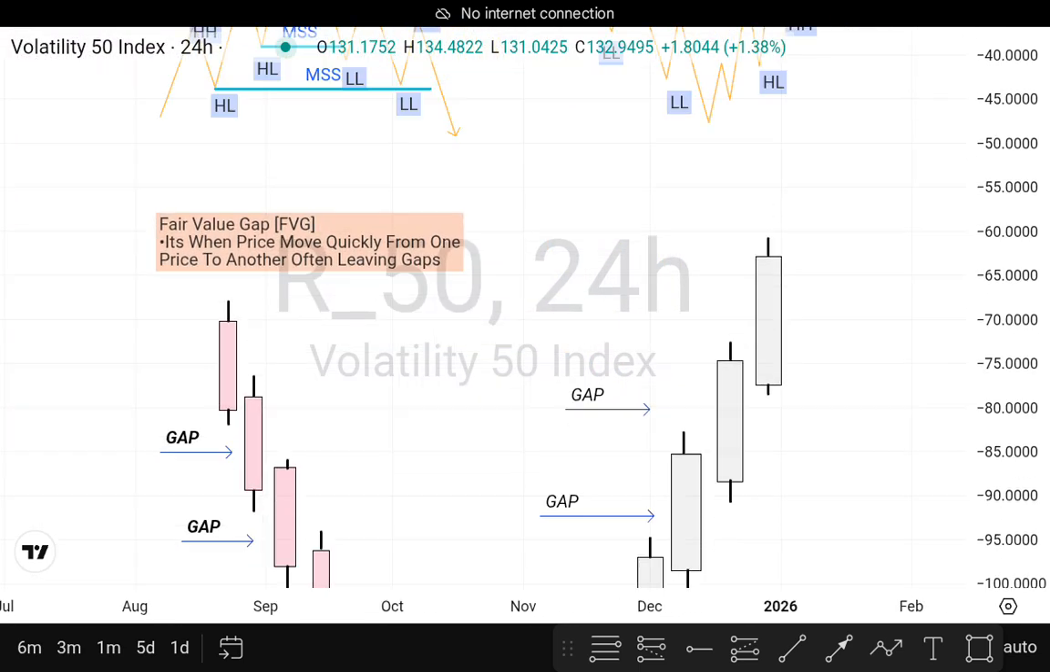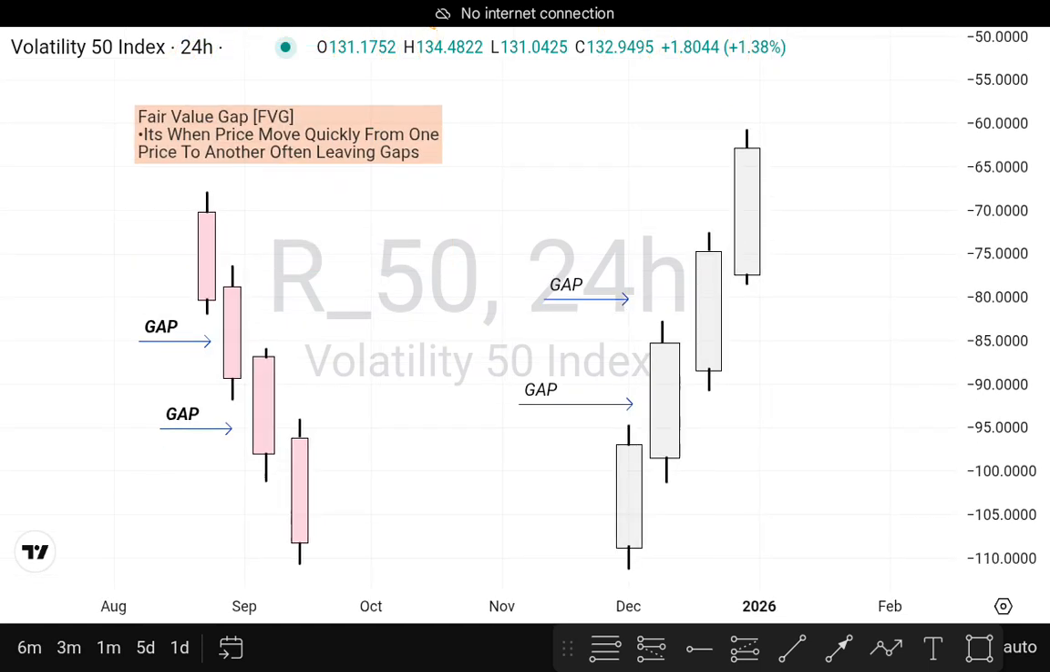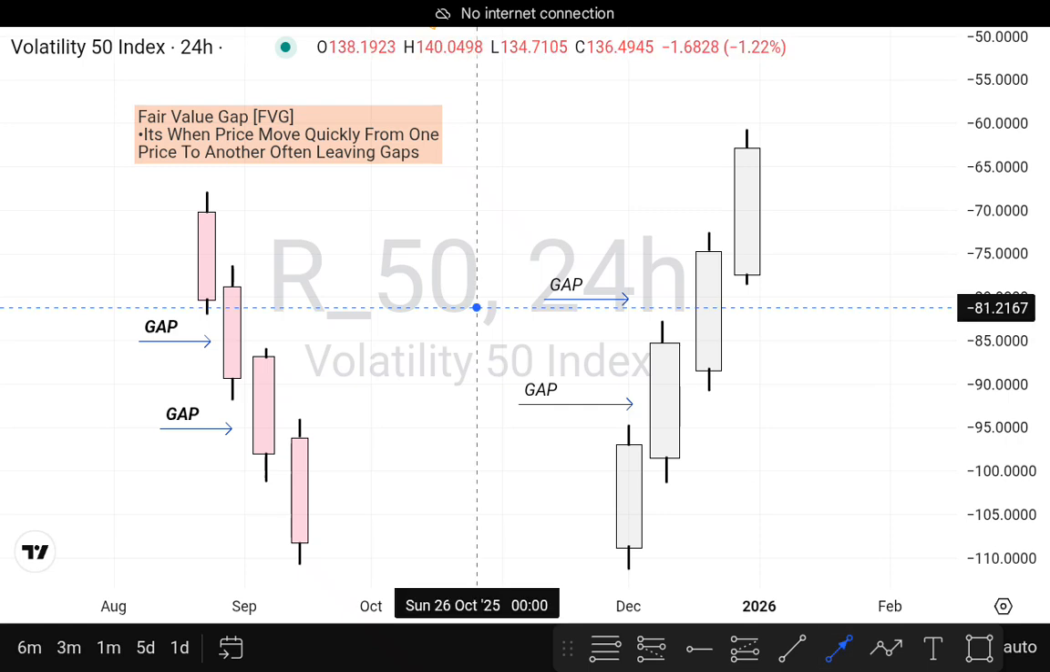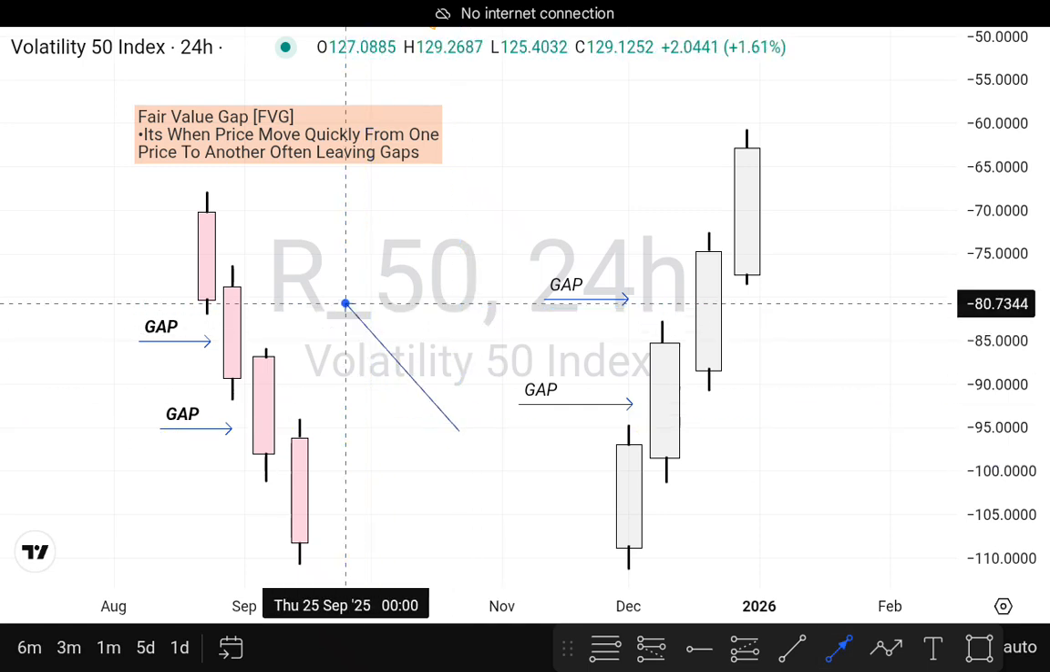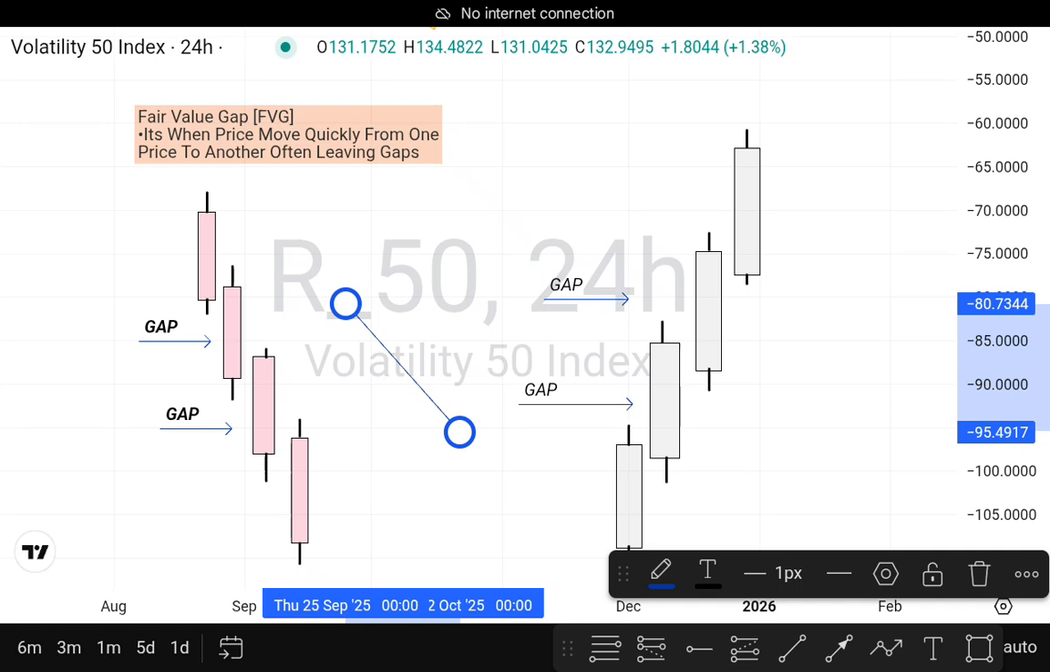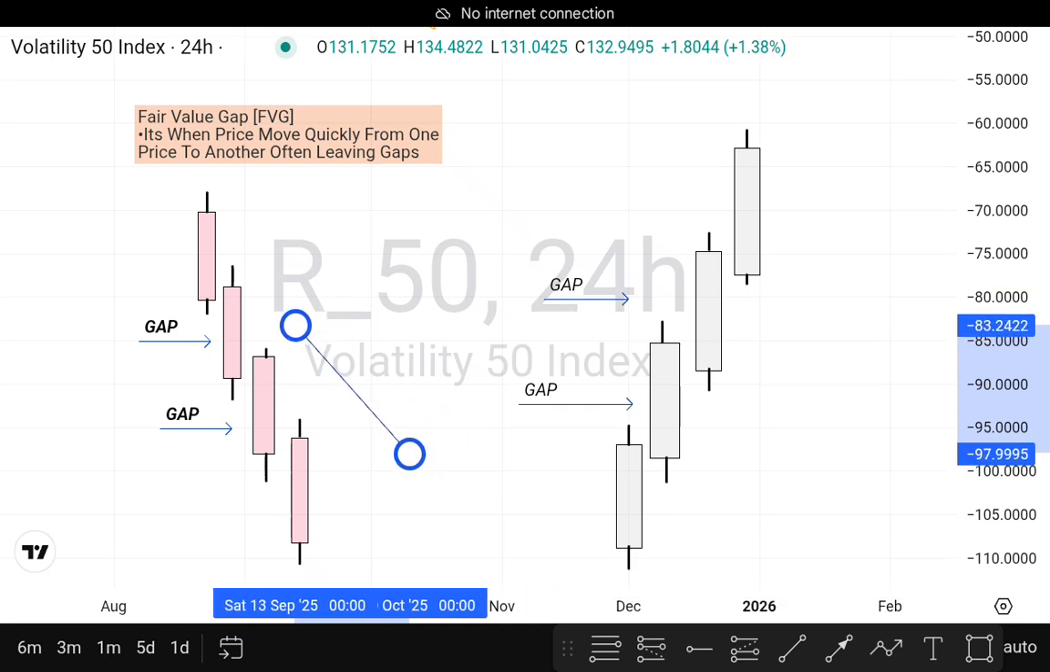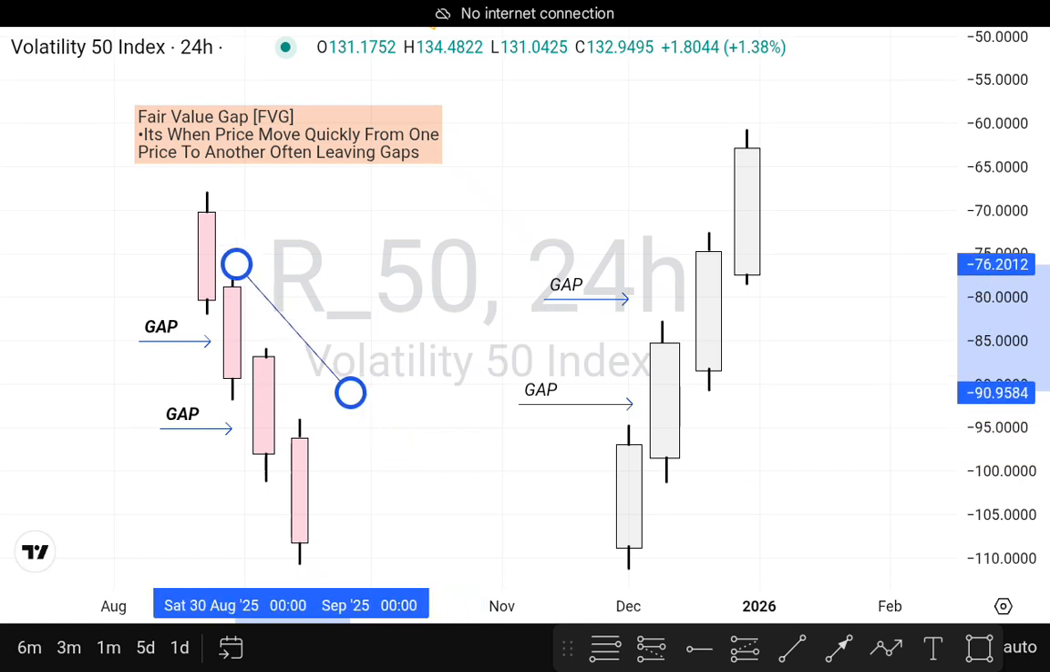Number 4, we have a fair value gap. What's a fair value gap? It is when price moves quickly from one price to another. We usually see gaps, especially if you are trading gold, around CPI, NFP. That's where you usually see a lot of gaps. Okay, in order for you to see a fair value gap, this is a fair value gap from the downside movement, the market must have at least 3 candlesticks.